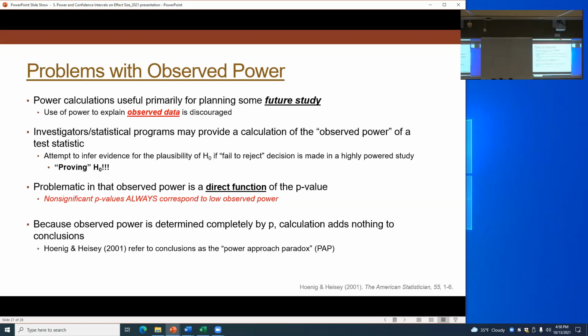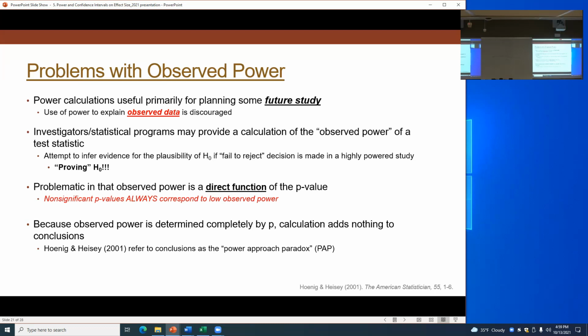And this is the Hoenig and Heisey paper talking about the power approach paradox. They make the argument that this observed power adds absolutely nothing, that it's basically a useless function. But I want you to know all this because this is something that SPSS will provide and reviewers will sometimes ask for it. They'll say, give me an estimate of your observed power because maybe you weren't adequately powered. Well, of course I wasn't adequately powered because I failed to reject the null. There's nothing new going on with this.